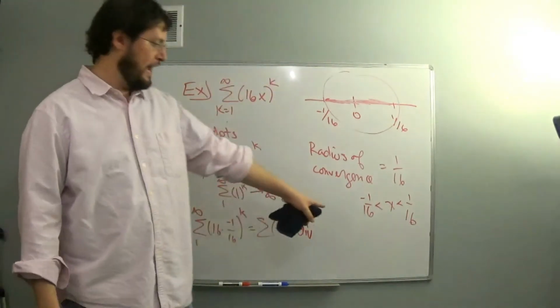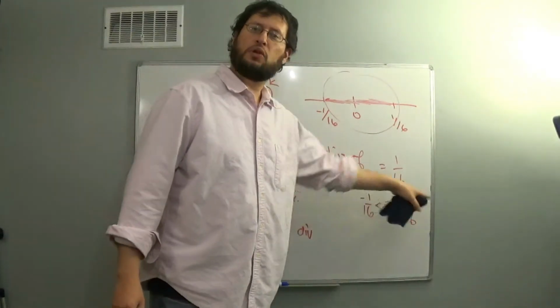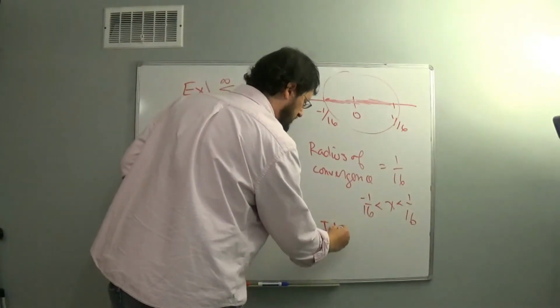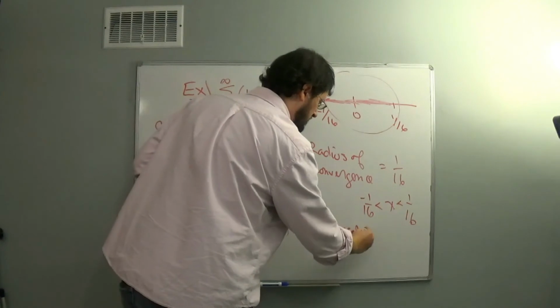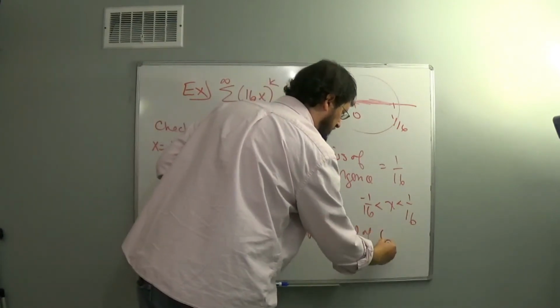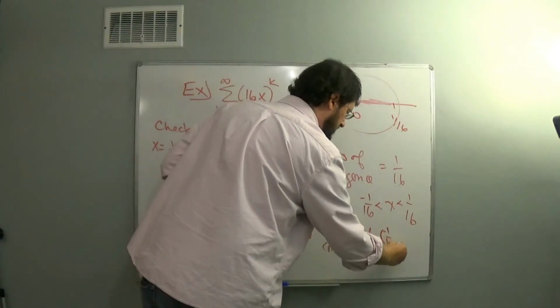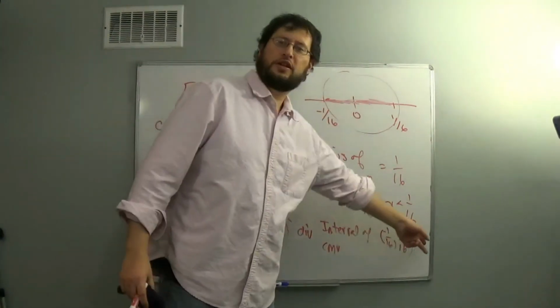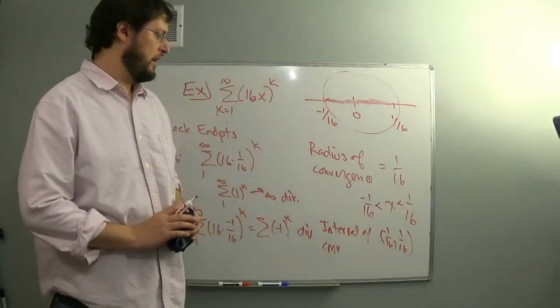So we do not add an equal to symbol on either of those sides. And we say that the interval of convergence is the interval negative 1/16 to positive 1/16, with rounded edges on each because it does not include either endpoint.